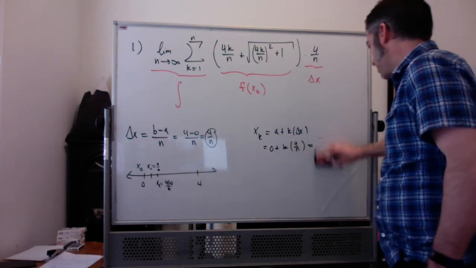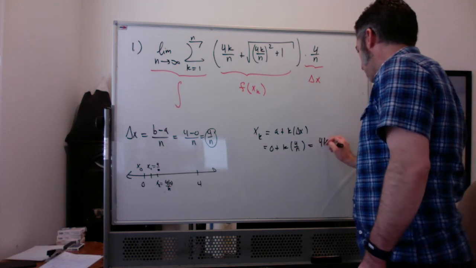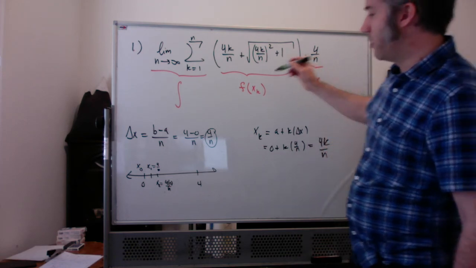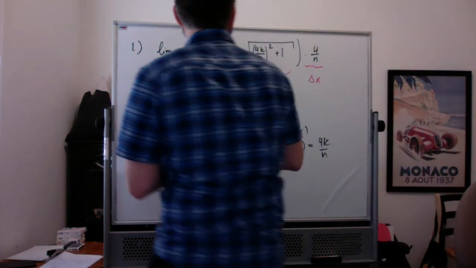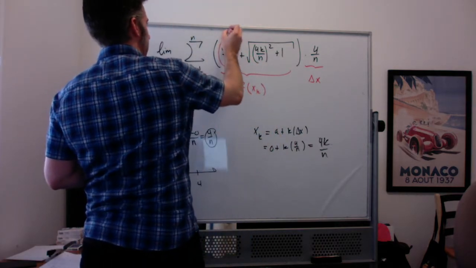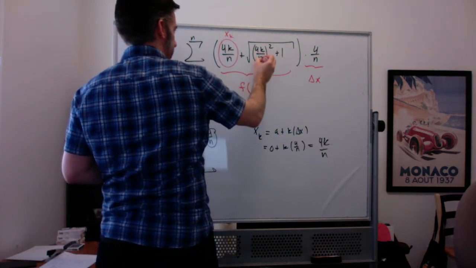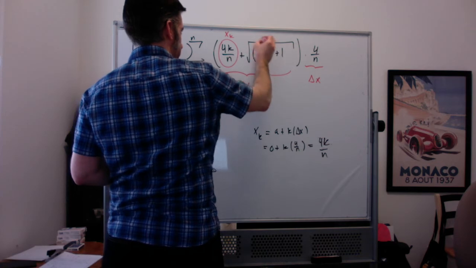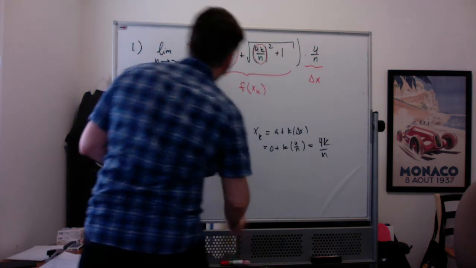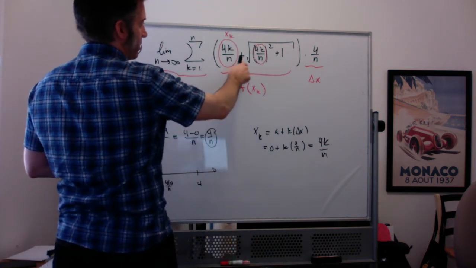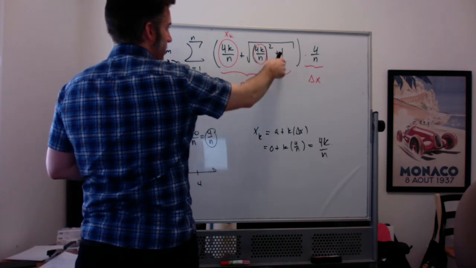All right, this is 4k over n. So that means that this piece here is your x sub k, and so our function is x plus the square root of x squared plus 1.